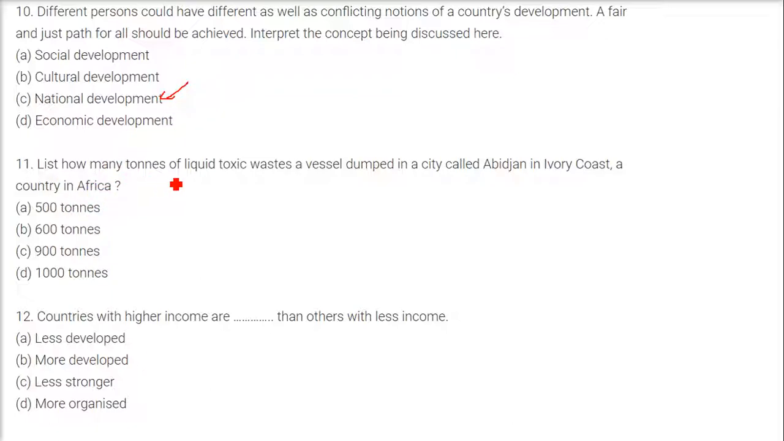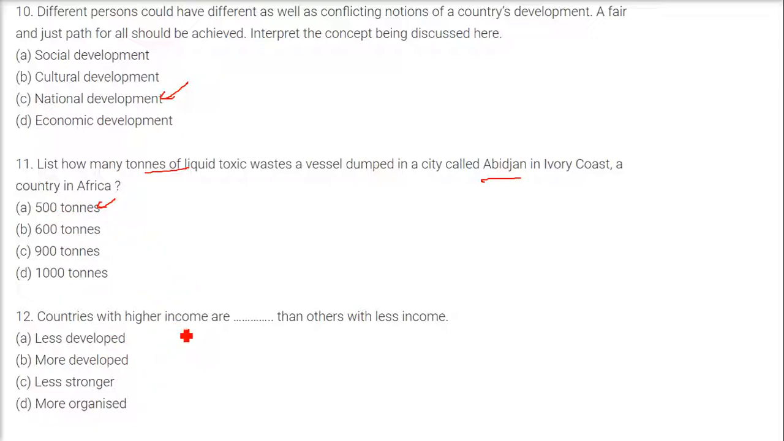List how many tons of liquid toxic waste a vessel dumped in a city called Abidjan in Ivory Coast, a country in Africa. How many tons of the toxic liquid in the water? The answer is 500 tons. 1 ton is 1000 kg. So you can assume how many kg is there.